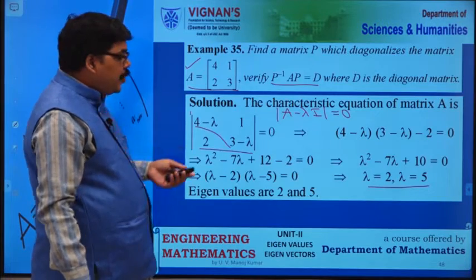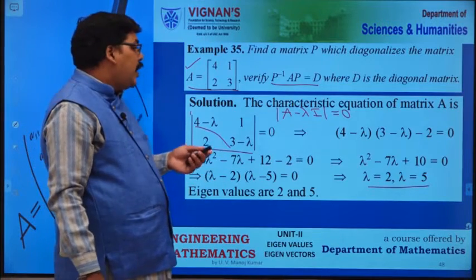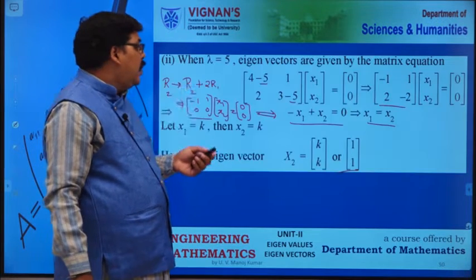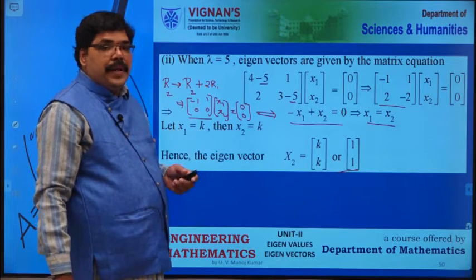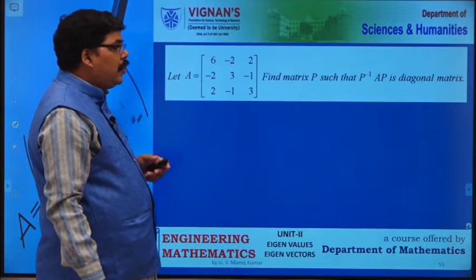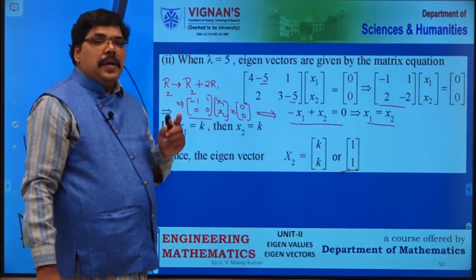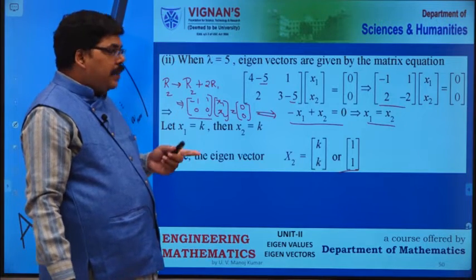So we have calculated two eigenvalues and the corresponding two eigenvectors. What are the eigenvalues? 2 and 5. What are the eigenvectors? Corresponding to 2, it is 1, minus 2. Corresponding to 5, it is 1, 1. When we know all those eigenvalues and eigenvectors, we can write P and D. How to write P and D?